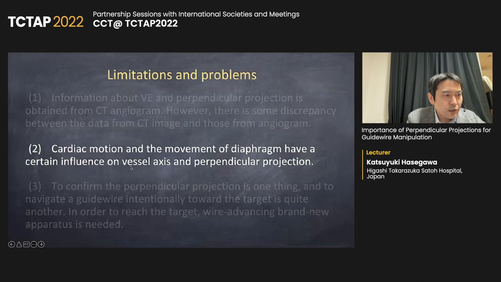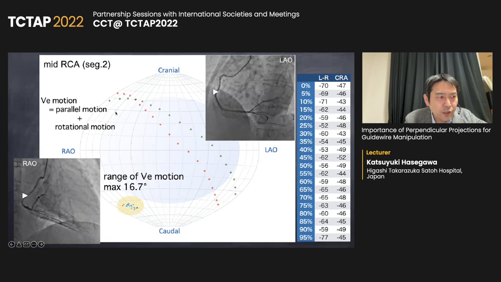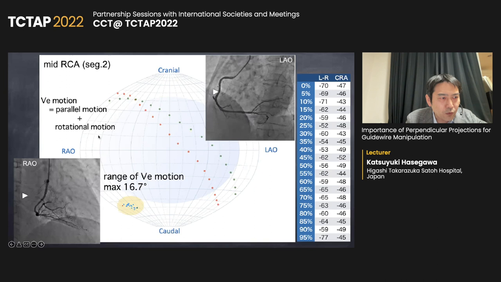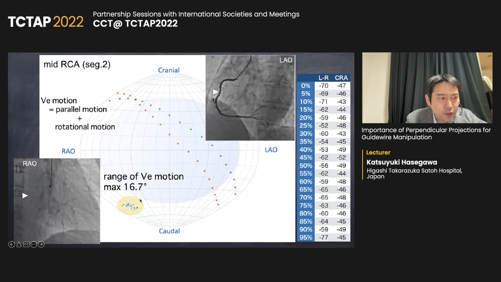Second, cardiac motion and the movement of the diaphragm have a certain influence on the vessel axis and perpendicular projection. This slide shows VE motion during a cardiac cycle. VE motion is a total of parallel motion and rotational motion. For example, if the target is located in RCA segment 2, the VE deviates about 17 degrees during one cardiac cycle.